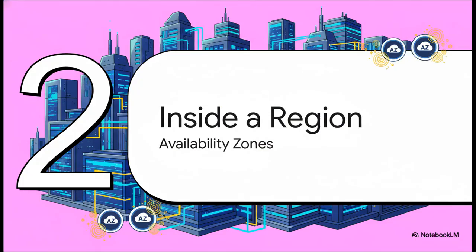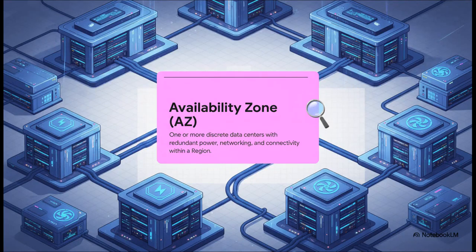Okay, so now that we know what a region is, let's zoom in a little closer. If a region is like a whole city, what are the individual neighborhoods? Well, this is where we get to the real secret sauce of how AWS keeps things running all the time. We're talking about availability zones, or AZs for short. Now, this is super important. An availability zone isn't just a single data center. Don't think of it as one building.